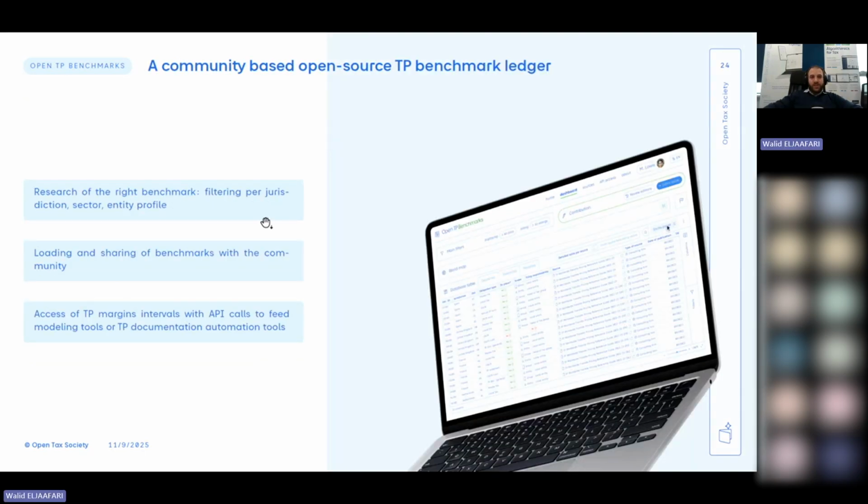So basically, how it will work, it will allow users to search for the right benchmark, filtering per jurisdiction, sector, and profiles. Of course, we can add elements of search and filtering or structure if you have other needs and ideas. It will also allow you to load and share benchmarks with the community, and you will have the ability to access the data stored within this benchmark using API calls to feed modeling tools.